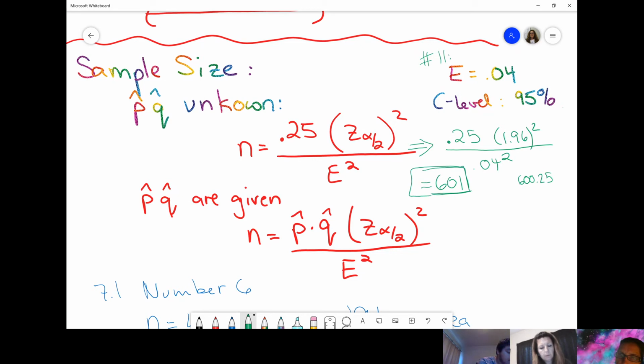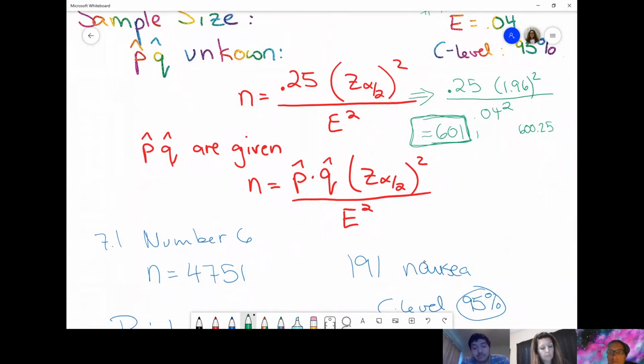That is the most common mistake in chapter 7. Usually they just say round to the nearest integer, but this one says round up. You must round up. It doesn't matter what comes after the decimal. Even if it was 0.03, even if it was 600.0001, you still will round up to 601.